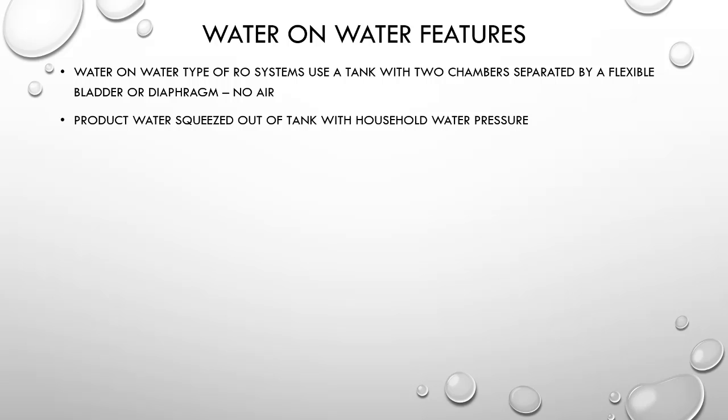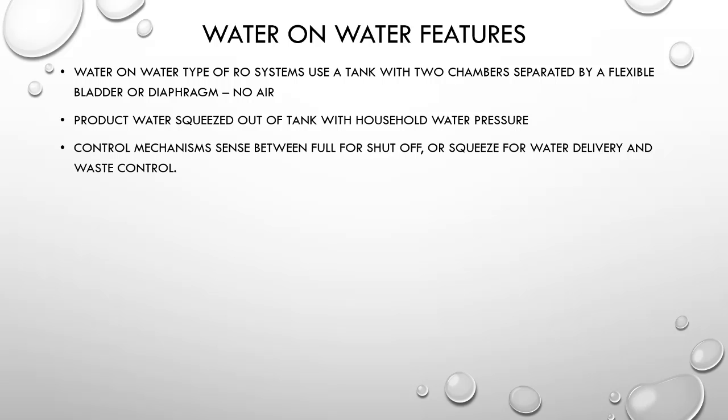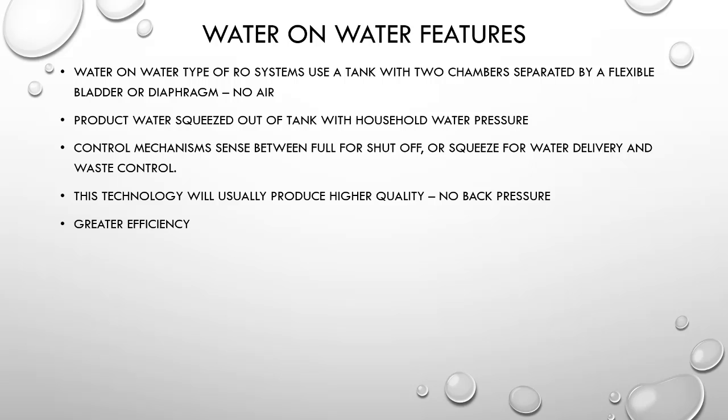The product that I'm most familiar with uses only one moving part. This moving part is there to allow household water pressure to squeeze out the permeate water, and then immediately after the use produce more permeate water. The key here is no back pressure to the membrane, and that's because there is no air captive in the storage tank. Because of this, you will have greater efficiency, which can also afford you higher quality water.